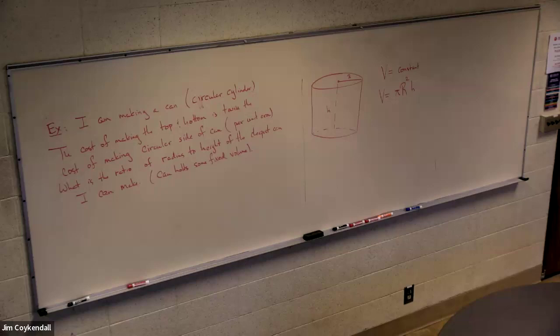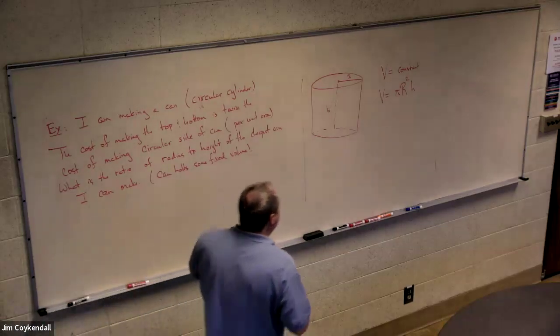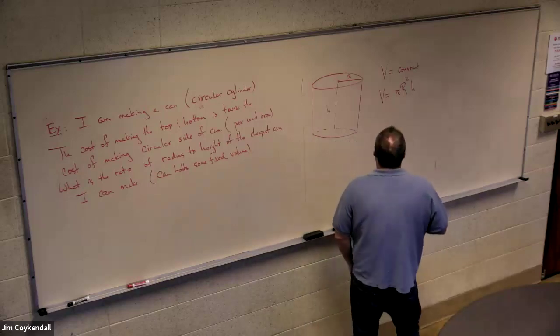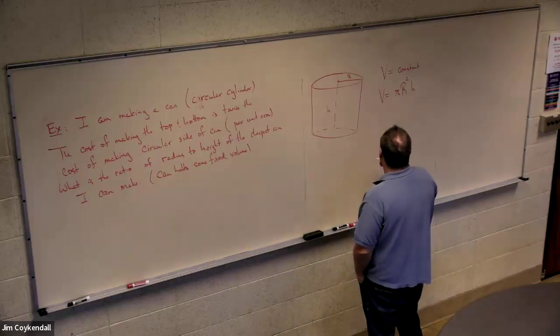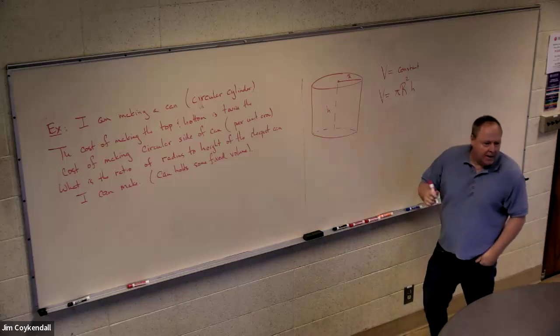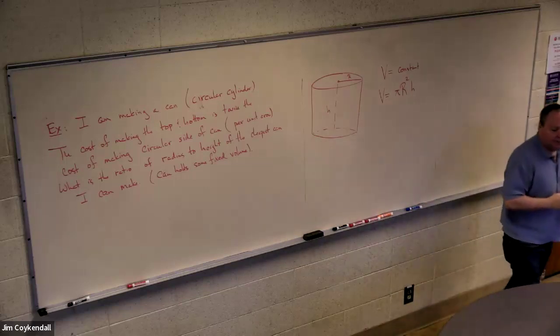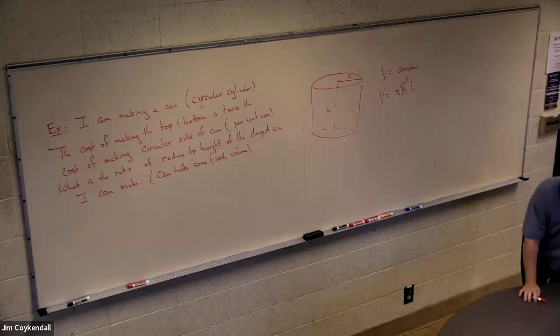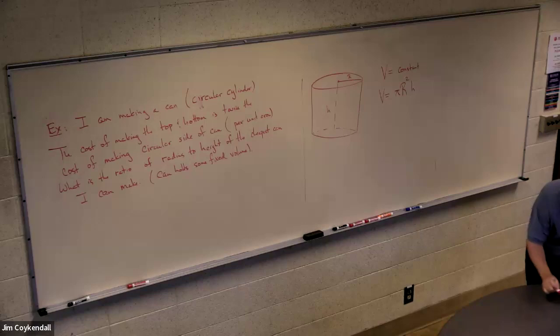Well, now here's what I want to do. I want to minimize cost. Now, what's one thing that I didn't say in the problem? I didn't tell you what the cost was. The only thing that I told you was that making the top and the bottom was twice as much as the pot. But I didn't tell you how much it costs, right? Should it matter? It should not matter. And actually, we will see in the problem that it does not matter.